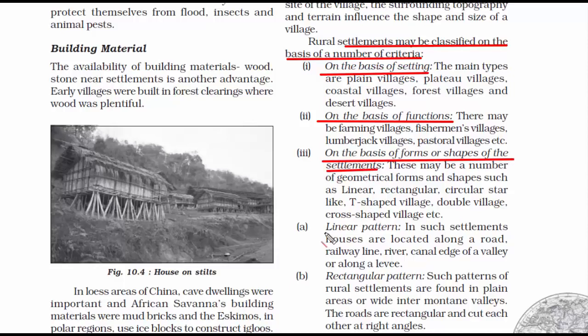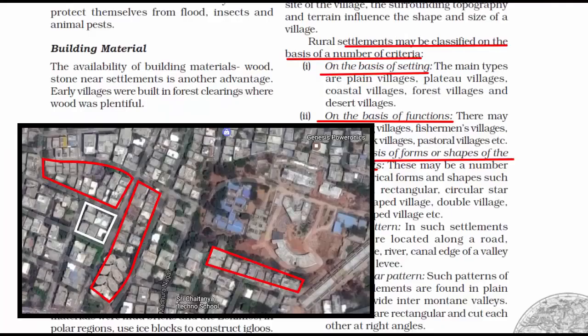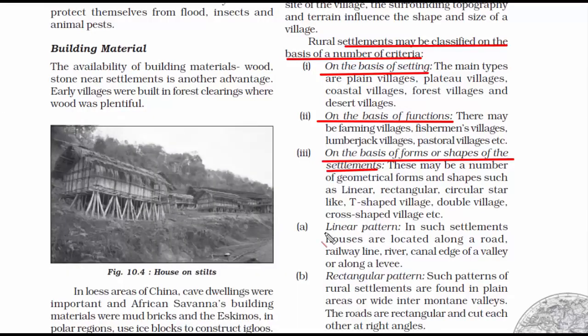When we say forms or shapes of these settlements, we are talking about how a village will look if we were to see it from above. I mean, what will be the pattern in which houses are laid or constructed? How will the roads look? How will the overall scenario look? Now under this we have certain geometrical shapes and forms.